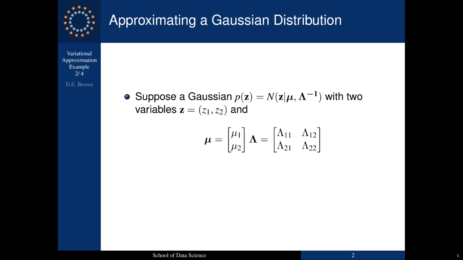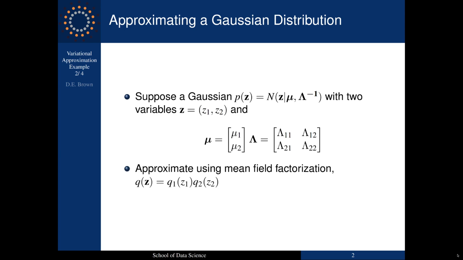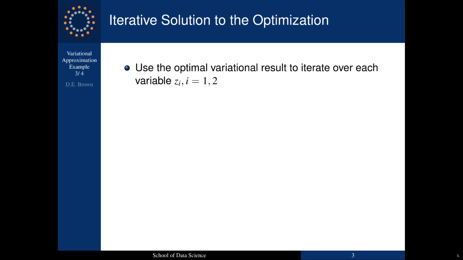mean vector. Now, as we saw in the last class, we can approximate this using a mean field factorization, which basically says that we take those z's, that z vector, and we parameterize it in terms of its components, which we're calling z1 and z2. So it's a product of the distributions for each one of those components. Now we're going to use the result that we found last time concerning optimal variation. And basically that says that we can iterate over each one of those variables, z1 and z2, one at a time in order to get the result.